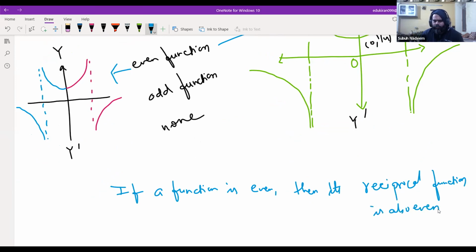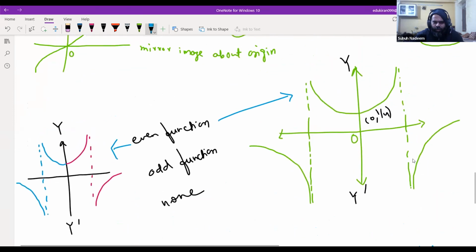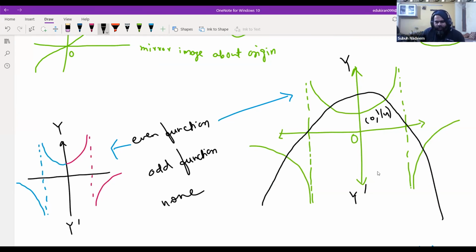As you can see here, the original function was the reciprocal function. The polynomial function was this. If you remember, this was going like this, like this. So this is also an even function. This function is also an even function. This is also a mirror image about the y-axis, isn't it so?